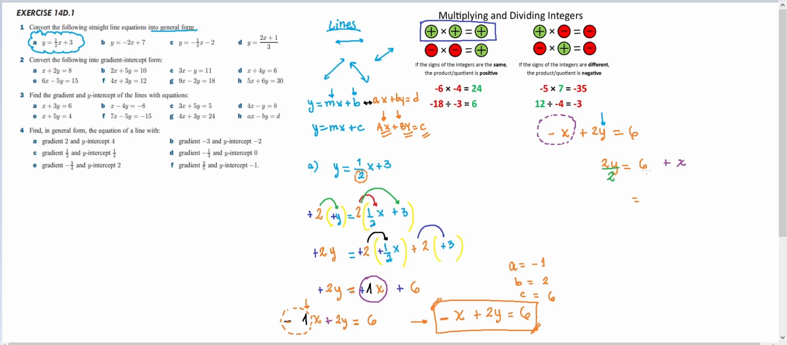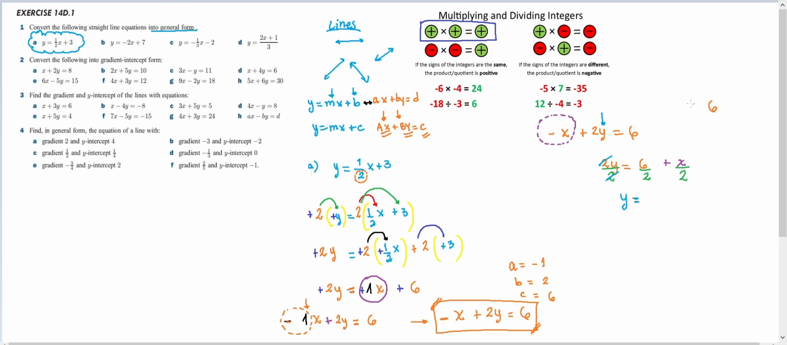So 2 divided by 2, and then this 6 is going to be divided by 2, and then this x is going to be divided by 2. Okay? And that's how you cancel these 2 with these 2, and your y turns blue because it's staying alone on the left side. And then what do you have on the right side? You can simplify this 6 over 2. How do we do that?